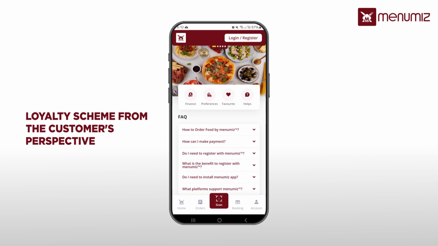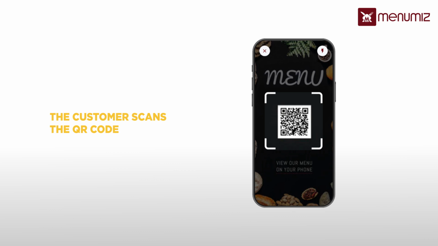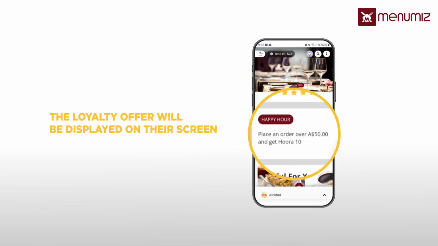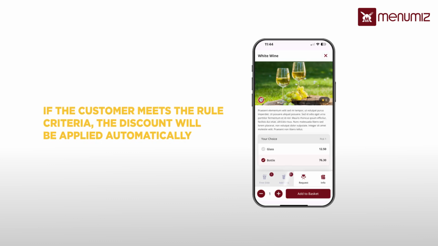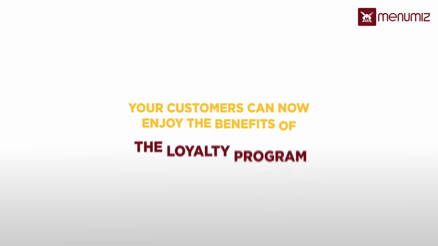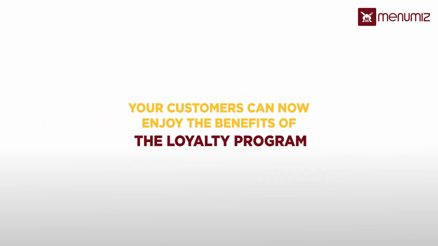Let's see how this loyalty scheme works from the customer's perspective. The customer scans the QR code. The loyalty offer will be displayed on their screen, and they can place their order accordingly. If the customer meets the rule criteria, the discount will be applied automatically at checkout. Your customers can now enjoy the benefits of the loyalty program.